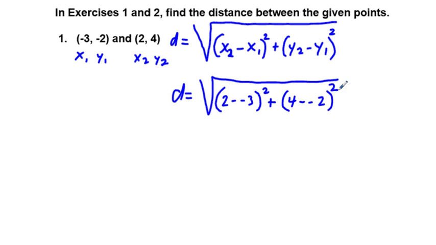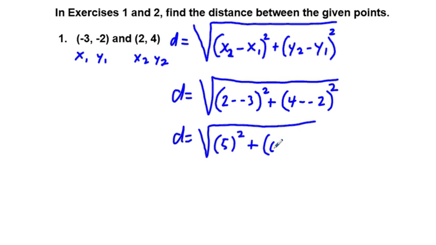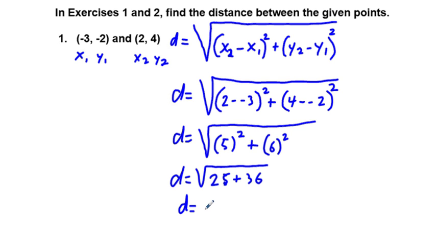And so we have this quantity here, so our distance is equal to the square root of 2 minus negative 3, that's going to be 5, and 4 minus negative 2 is 6. So we have d is equal to the square root of 25 plus 36. And 25 plus 36 is, I believe, 61. So our distance between these 2 points is the square root of 61.